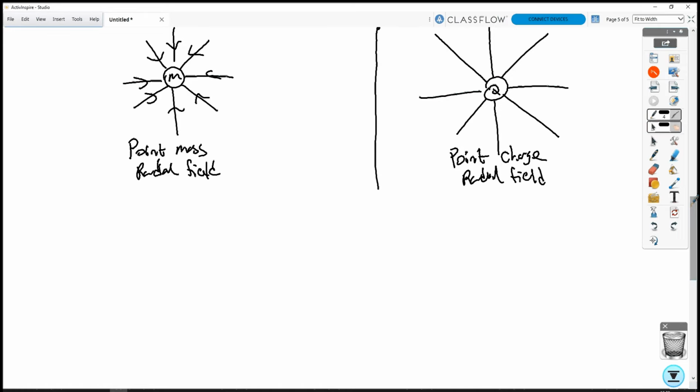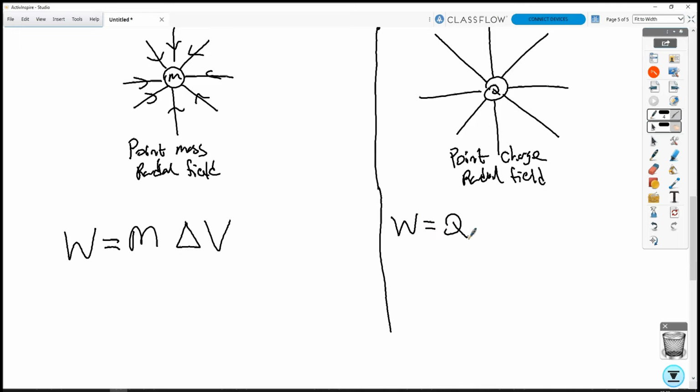Now let's talk about the work done in these fields. Work done in a gravitational field is the gravitational charge, which is the mass that we're trying to bring to that field or bring away from that field, m, delta V. And for the electric field, the work done is going to be q delta V.